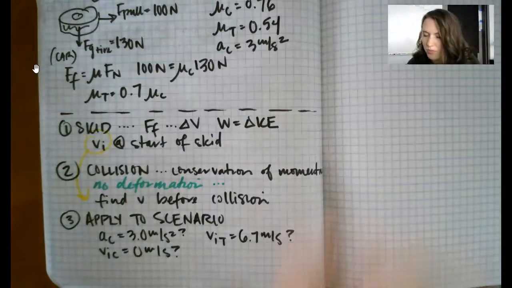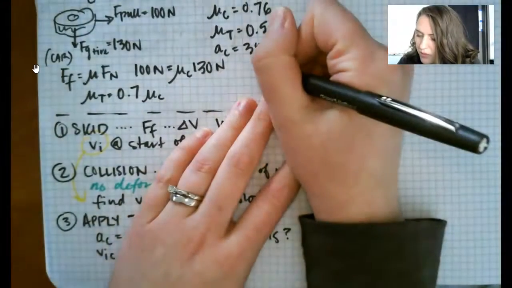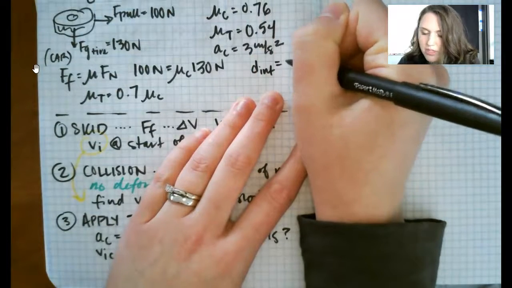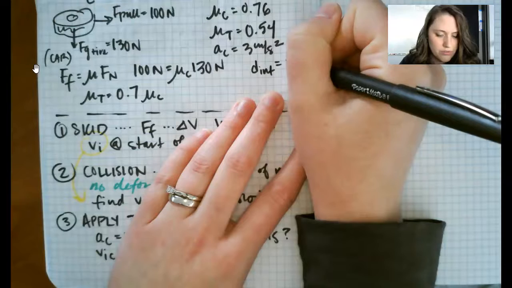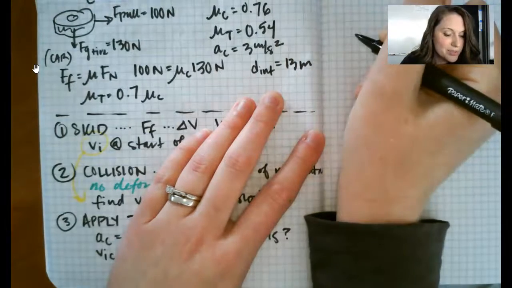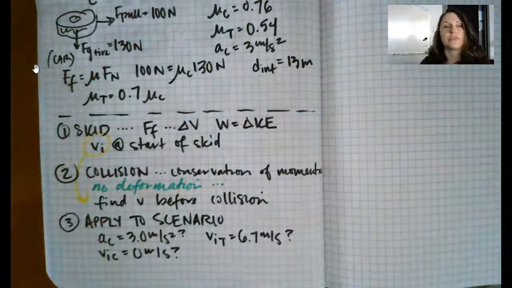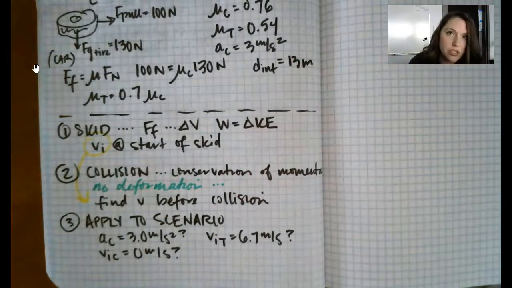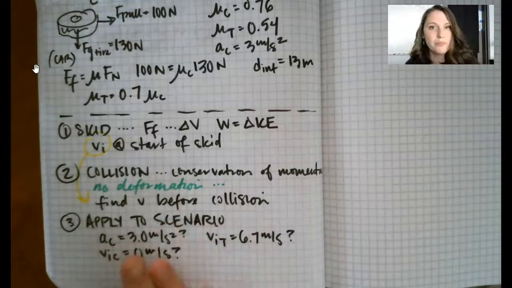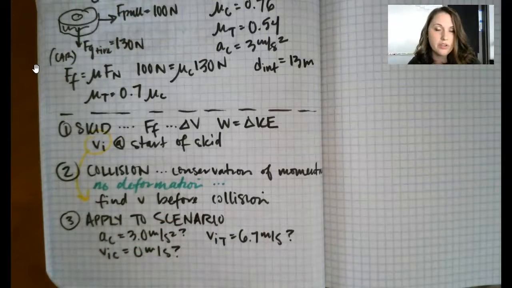Oh, that is one more piece of information we were given. We were told the distance of the intersection was, I think, like 13 meters. Did I put that 13? I'm just double checking my piece of paper. Yeah, 13 meters. So from the stop sign to the point of collision, there's 13 meters. But anyway, you're going to try to apply this to your scenario and draw the conclusion that you need to.